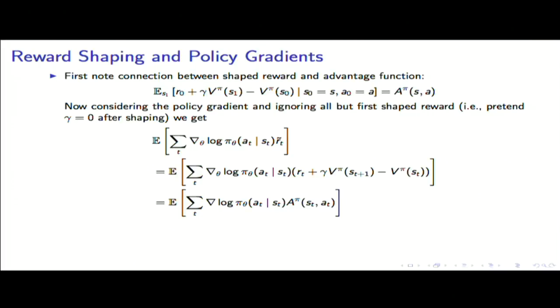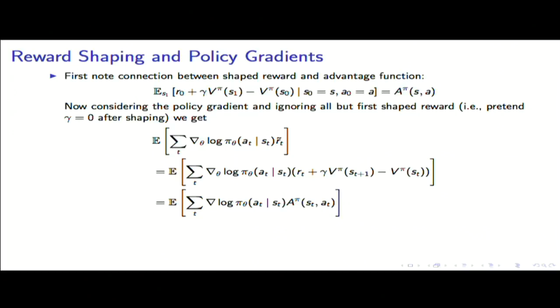Okay, we write it out, we expand it out like this, and then we notice that we can replace it by this difference, by the advantage function. So lo and behold, we got the correct unbiased policy gradient, even though we ignored all the terms we were supposed to include in our discounted sum of rewards. It's like we pretended that our discount was 0 after doing the shaping, and we got the correct policy gradient anyway. That's a little bit weird, isn't it?